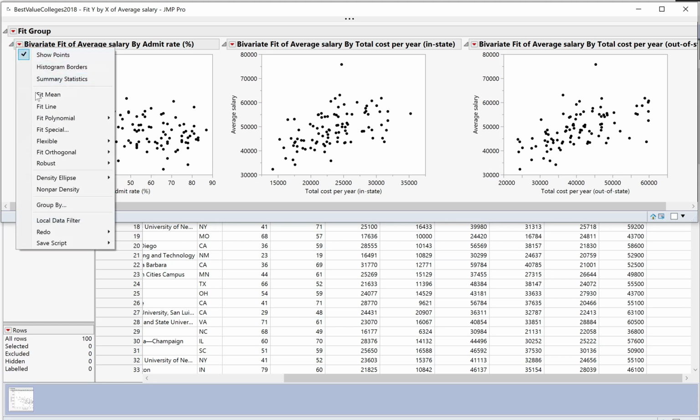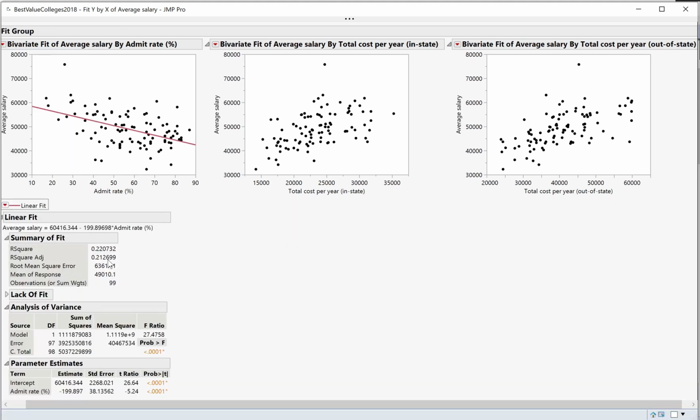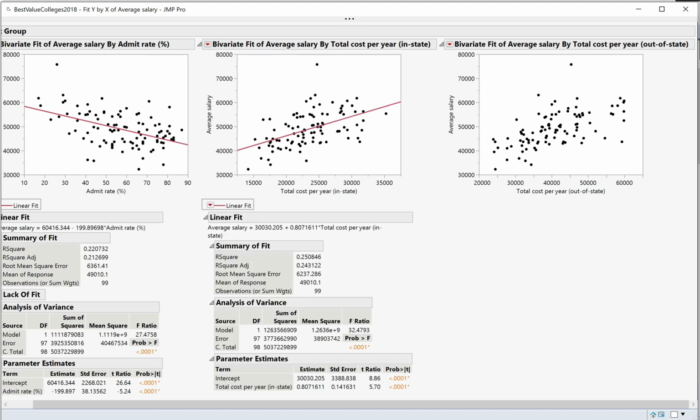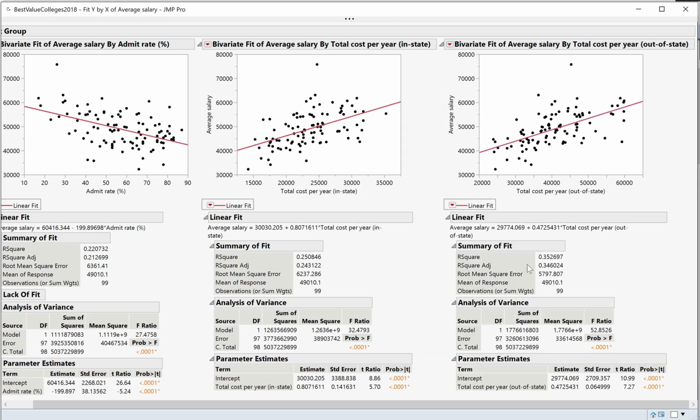If we look at the model that uses admittance rate to predict, and we fit the line, we can see R squared is 0.22, so this is explaining about 22% of the variability. If we do the same thing for in-state cost, it's a little bit higher this time. This one's explaining about 25% of the variability. And then if we do out-of-state cost, this is actually the highest we've seen so far, about 0.35, 35% of the variability is being explained by this model. You can also look down here at the p-values for the slope, and you can see that all three of these are highly significant. So it's saying that these are real relationships. This is not something that likely occurred just by chance alone.